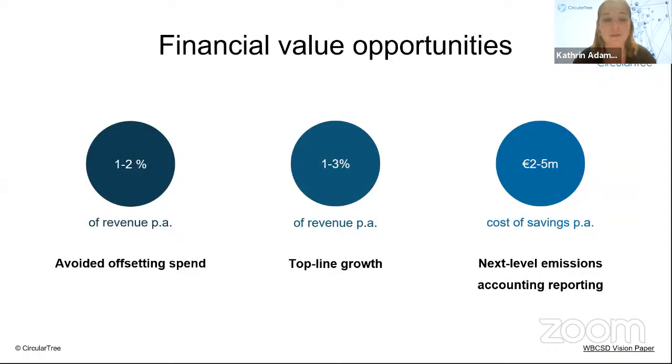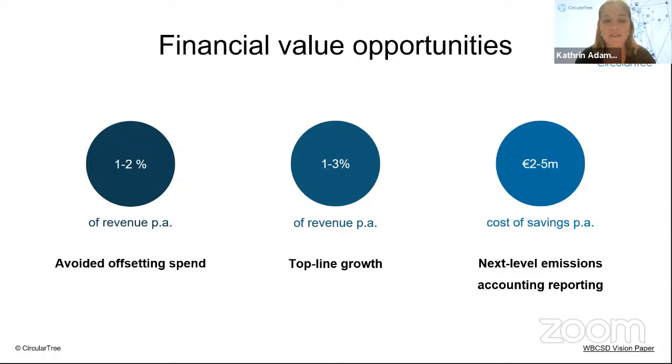Besides those values, we do have also financial value opportunities. That is also from the WBCSD vision paper. And firstly, we have 1 to 2% of revenue per year of avoided offsetting spend. Because if the company is getting more sustainable and avoids emissions, and they really reach those 25% less product carbon footprints, they have to pay less offsetting.